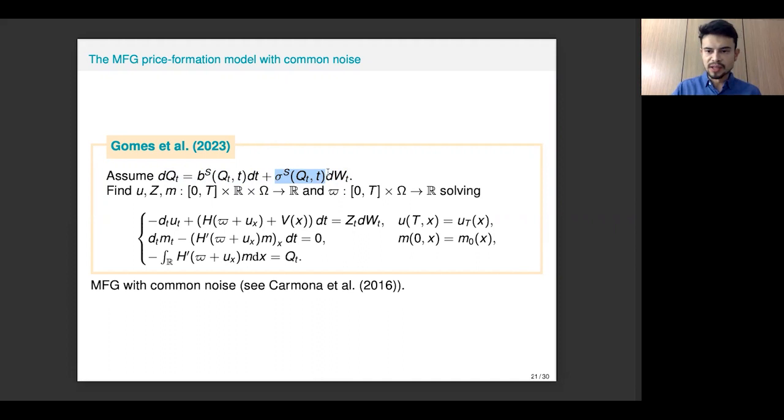In this case, the mean field game system is much more challenging because you have additional terms in the mean field game solution, and actually the nature itself of the solutions is completely different. They are now stochastic processes. For instance, the measure now is for every realization a distribution, but it's a stochastic process. This kind of mean field games is not new in the sense that they belong to what is known as common noise. Here, the common noise comes from this Brownian motion.